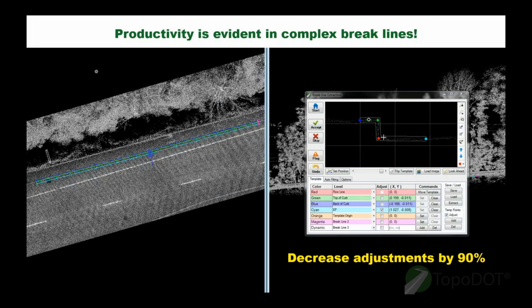In this example, this picture here that I'm showing you, I took this 100-feet line and ran the tool in the many different ways we have, and it took 18 clicks the normal way we've used it in the past, down to 2 clicks using the AutoFit process. So you can definitely decrease your adjustments by 90%.